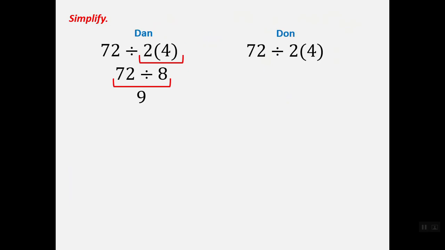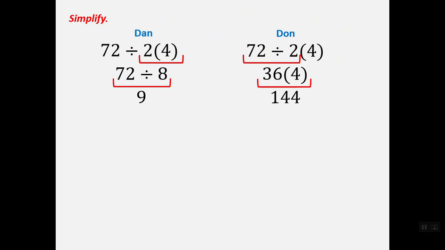division to get 9. Dawn disagrees and says, no, first you have to do the division, 72 divided by 2, to get 36, and then do the multiplication and get 144. Well, these are clearly 2 very different answers. So we need to figure out which order is going to be the proper order.